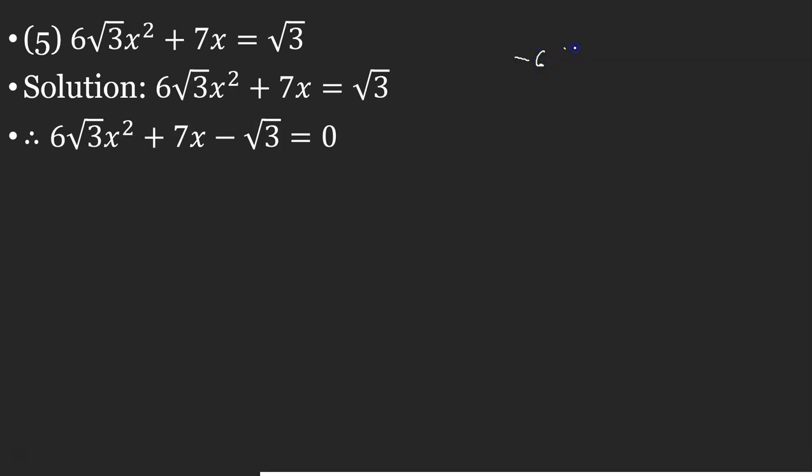6 minus 6 √3 into √3. 6 √3 into √3. √3 into √3 that is a 3. Therefore minus 6 into 3 and that is equals to minus 18. And here the product of first term and last term is a minus 18. Now we'll see the factors.